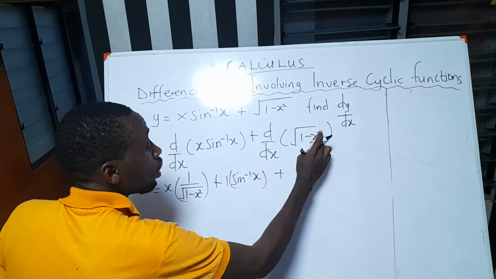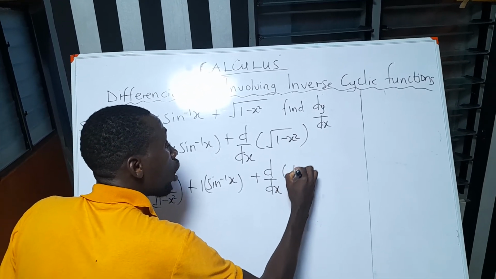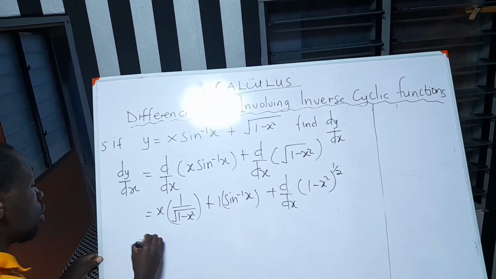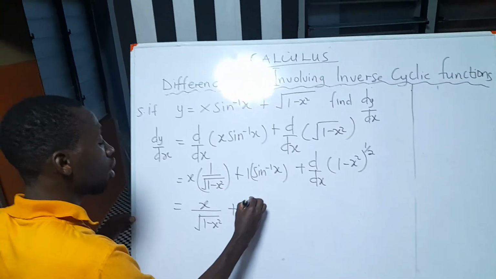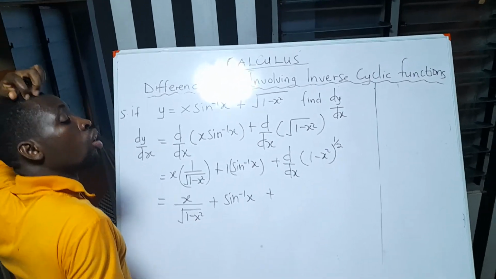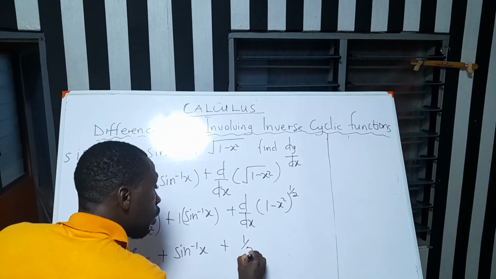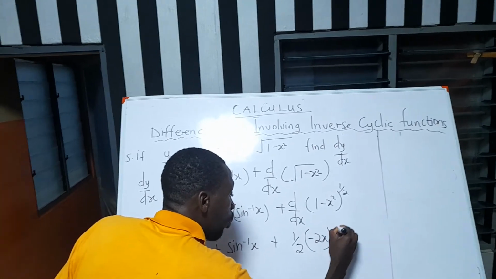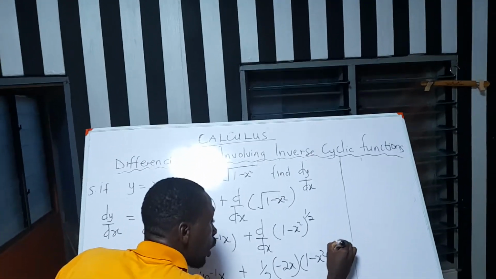Then plus, this is this, so let me write this first. This can be written as (1 minus x squared) exponent half. So let's polish this. We have x over root of 1 minus x squared plus sine inverse of x, then plus. This, we need to differentiate using the chain rule, but we can do it without the chain rule. We'll drop the exponent, half, differentiate what is in the bracket. The undifferentiated one is 0, we differentiate this, we get negative 2x. Now we'll repeat the bracket and subtract 1 from the exponent. We'll subtract 1 from half, we get negative half.